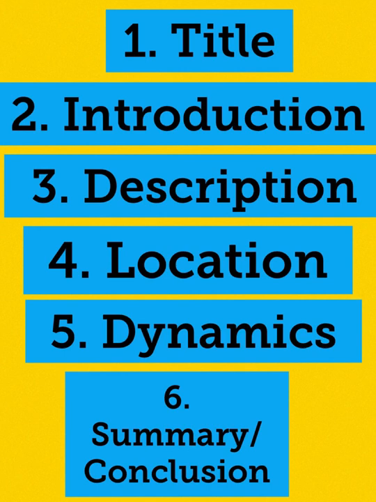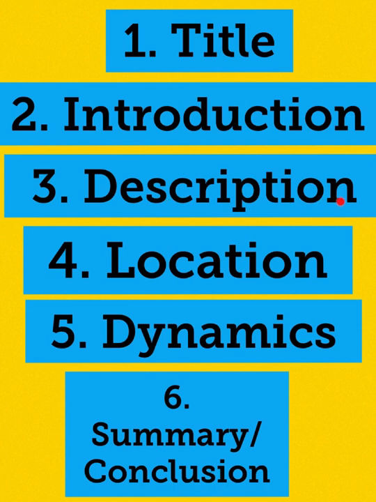When writing a report, it is always good to have a structure. We need to have, number one, a title. This tells us the name of the thing. Then we need to have an introduction. It tells us what the thing is. The next three, the description, the location, and the dynamics. These are the biggest part of the report, so it needs to be detailed and informative.